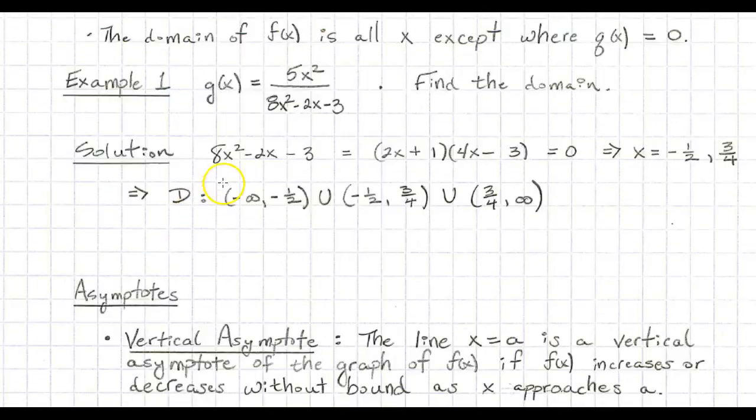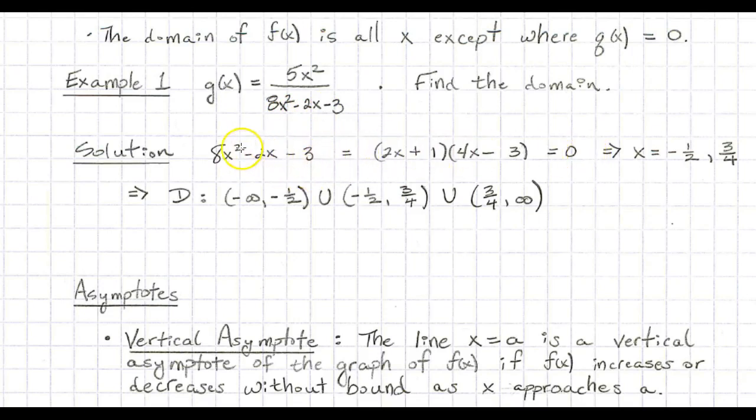In our first example, we have g of x equals 5x squared divided by 8x squared minus 2x minus 3, and we want to find the domain. All we say is it's all x except where this denominator is equal to 0. So let's figure out where the denominator is equal to 0 first. We set 8x squared minus 2x minus 3 equal to 0.